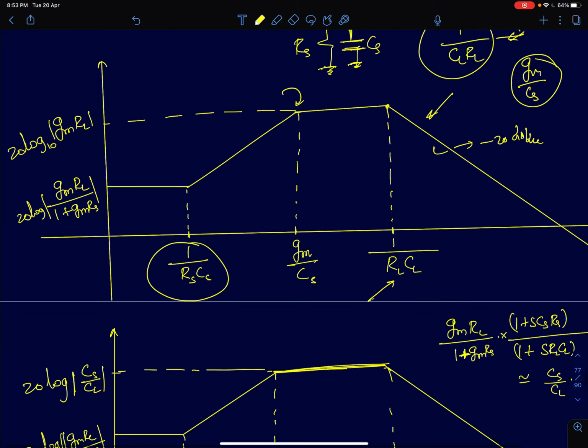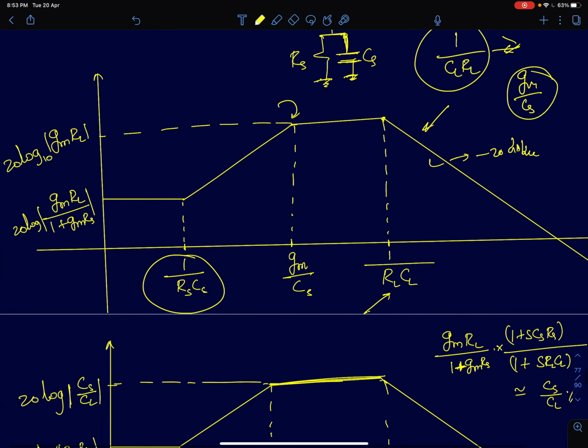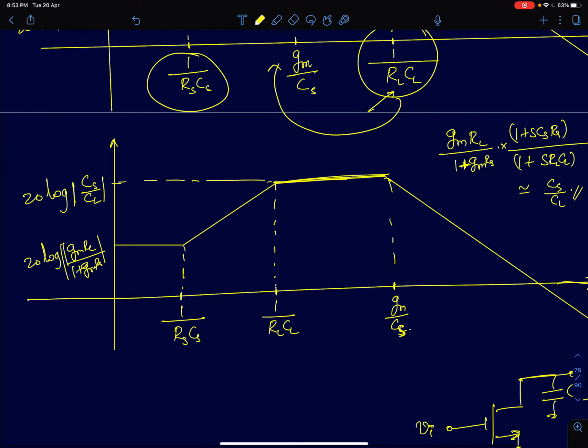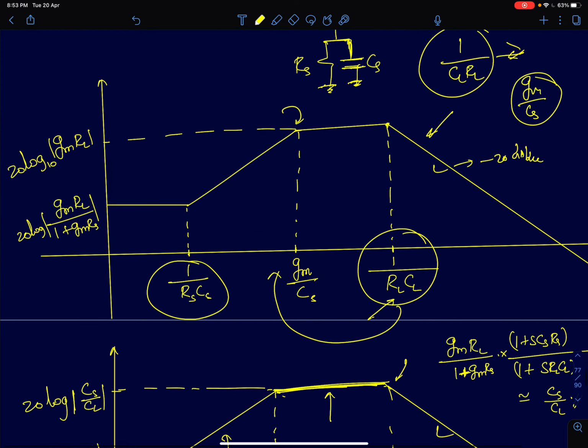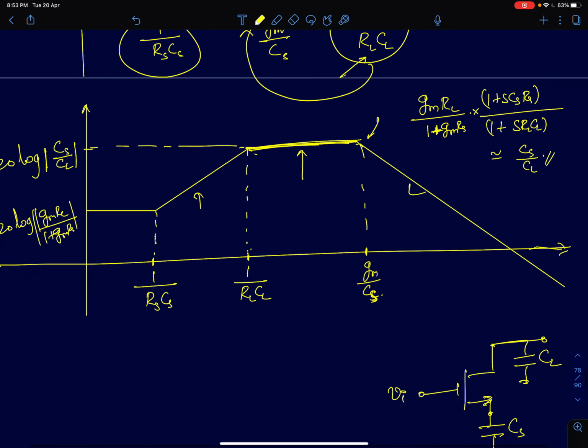We can also have the second condition where this pole 1 by RLCL can be lower than GM by CS. In that condition, again the transfer function will look something like this. We will first have a 0, it will increase, and when it encounters a pole, it will flatten out. When it encounters the second pole, the gain will start decaying after that. The question here is, what is the value of this peak gain here? In the previous circuit, we found out it was just GMRL, but now we'll have to analyze what is the value of peak gain here.